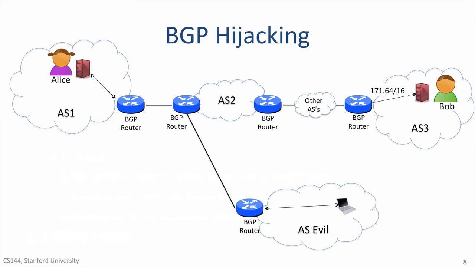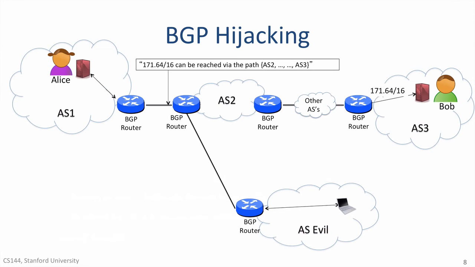Consider Alice in AS1, sending her packets to Bob, who is attached to prefix A, somewhere across the internet on the right-hand side in AS3, many ASs away. Alice's neighboring AS, AS2, advertises correctly that the best path to Bob in AS3 is via AS2.